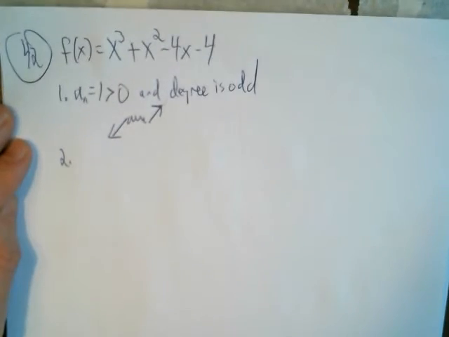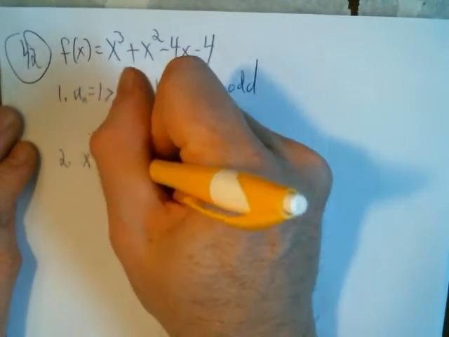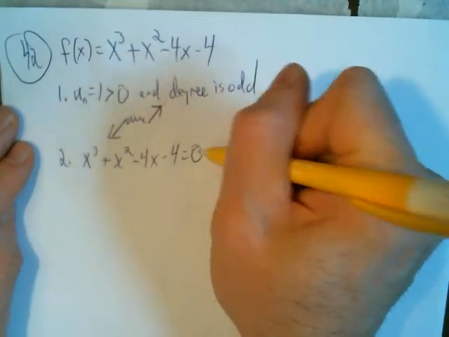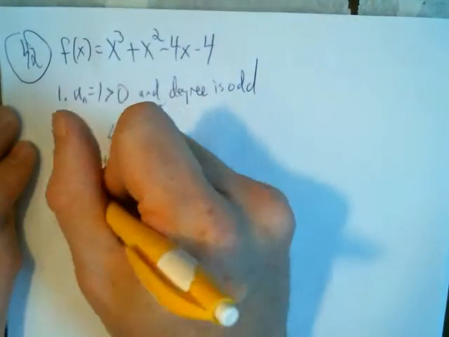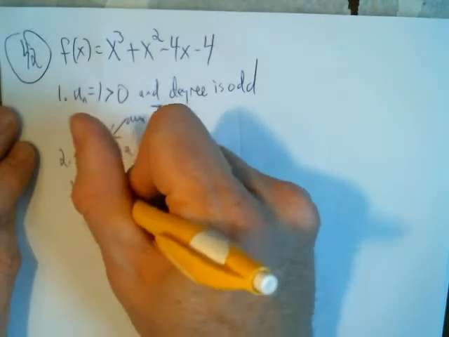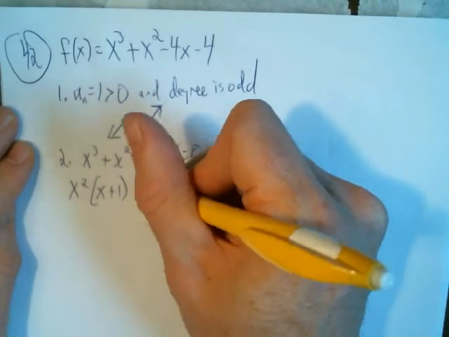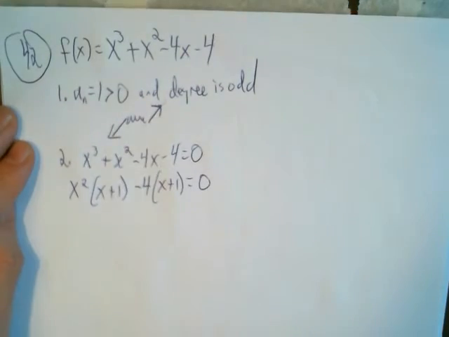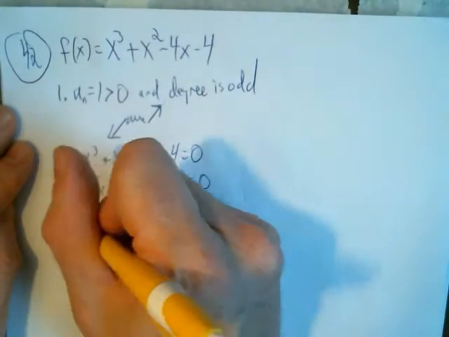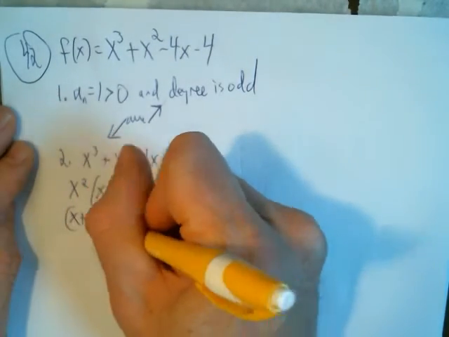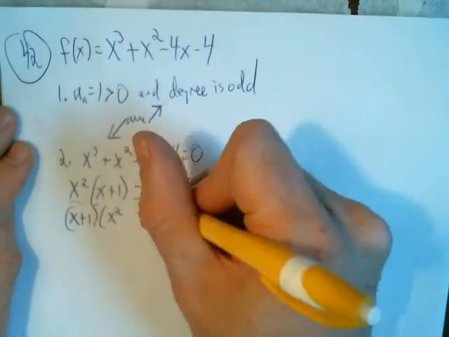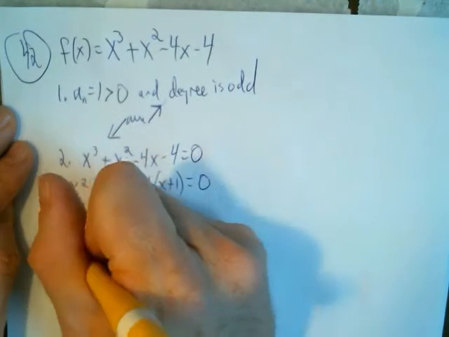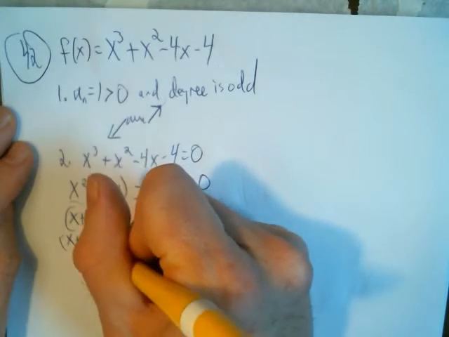Secondly, then, we want to find the x-intercepts. So x cubed plus x squared minus 4x minus 4. Set that equal to 0. This is a grouping problem, so you're going to factor out an x squared, and you get x plus 1. And then over here, factor out a negative 4, and you get x plus 1. And then I'm going to factor out the x plus 1, and I'll be left with x squared minus 4 equals 0. So you'll have x plus 1 times x minus 2 times x plus 2.